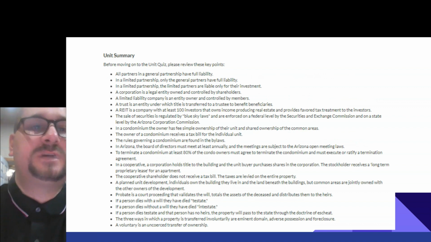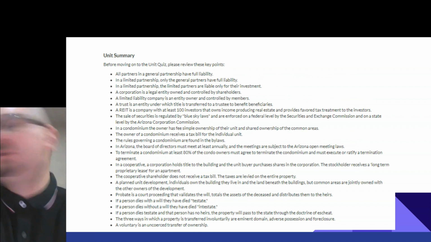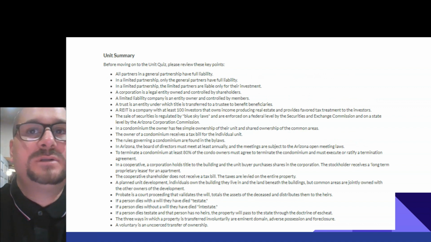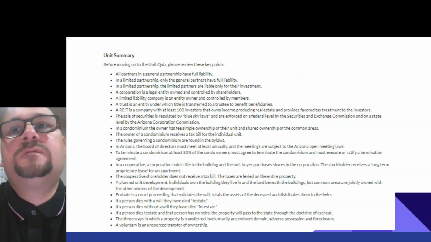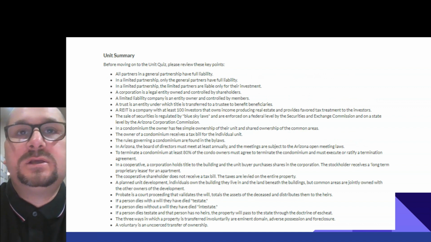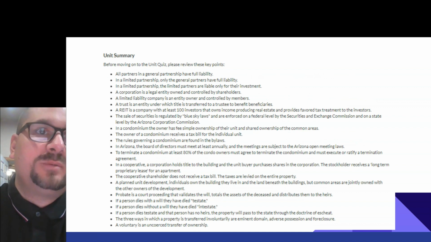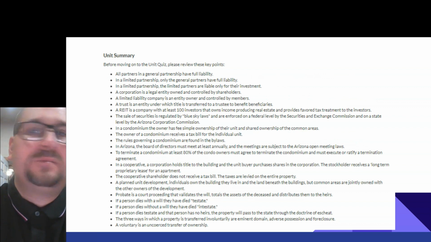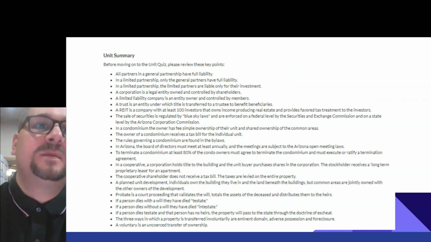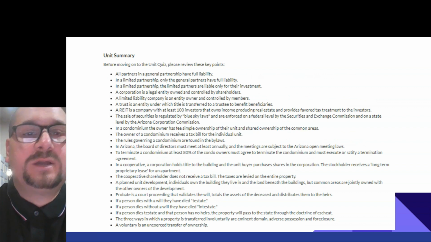So for the unit summary, these are some key points you're going to need to take away to study for your exam. All partners in a general partnership have what? Full liability. So all the partners have full liability. So if you have 4, 3, 5 partners, does one have more liability than the other? No, they all have full liability.